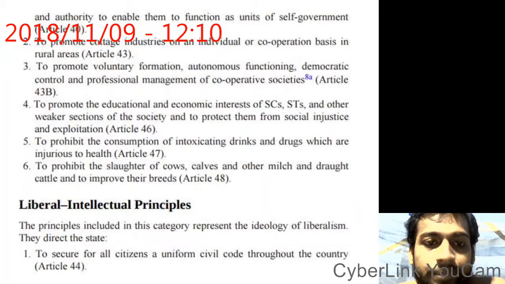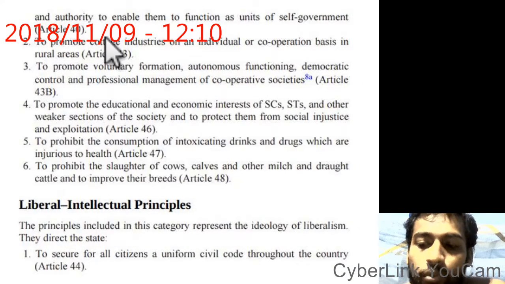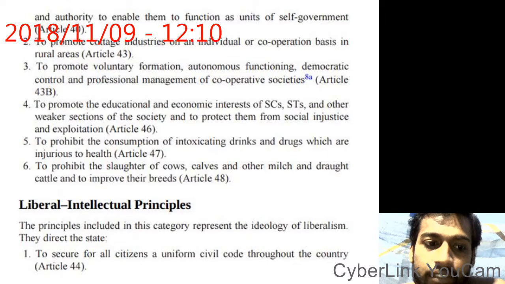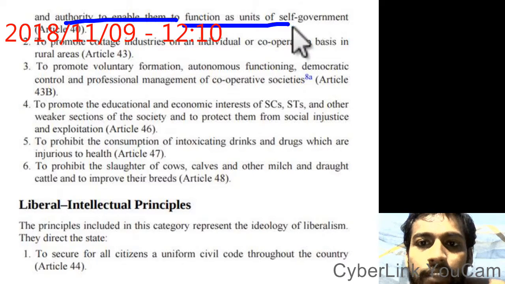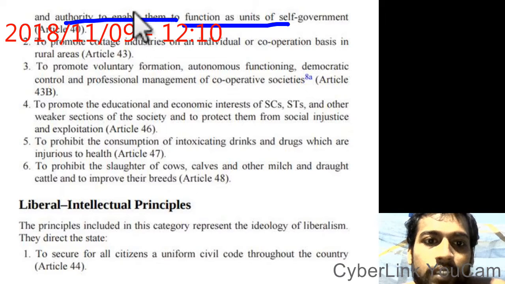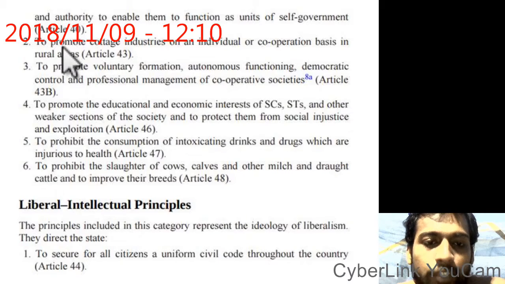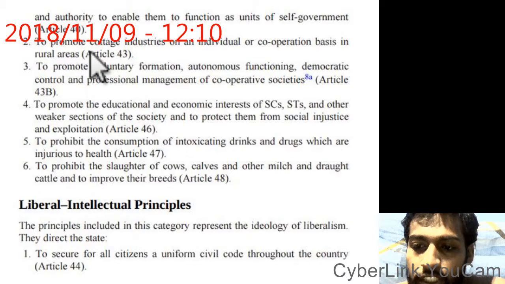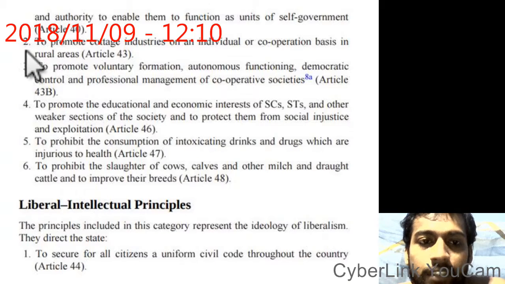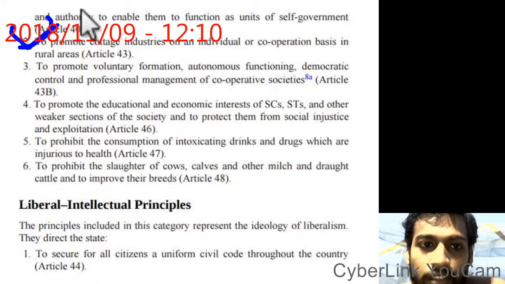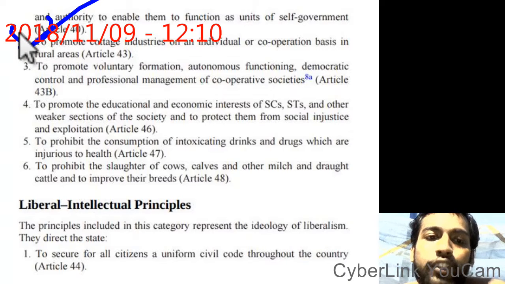This is a down-to-top approach, now seen in the style of Niti Aayog. It is a Gandhian principle: to endow them with the authority to enable them to function as units of self-government, Article 40. Self-government is important here because we emphasize village panchayats. The down-to-top approach is important for the economy and the growth of the country. It helps us achieve sustainable growth.